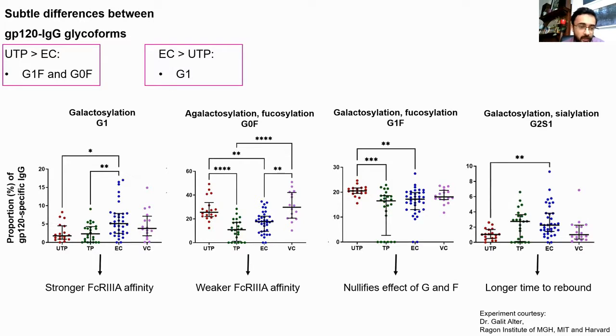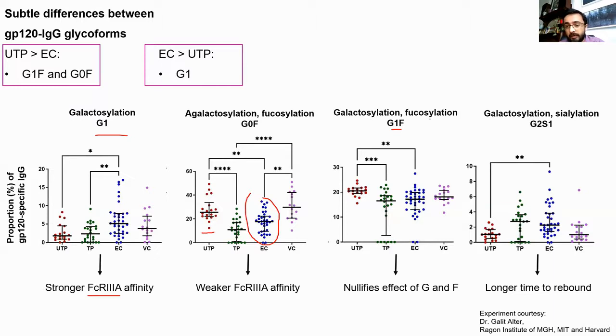Galit Alter's lab actually did the 24 glycoform classifications, of which 4 stood out. Galactosylation was observed at a higher frequency in elite controllers. These galactosylated antibodies have strong Fc receptor or CD16 affinity. Fucosylated antibodies were lower in elite controllers as compared to untreated progressors, and these have a lower Fc receptor 3 affinity. So higher prevalence meant that they actually bind low amounts to Fc receptor 3.